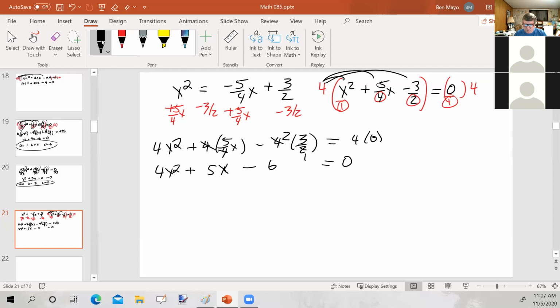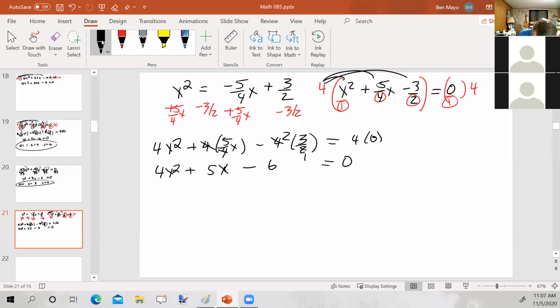Okay, so now my equation's in standard form. Sorry, I'm all by myself here. And the coefficients are integers. It gets lonely in this basement.